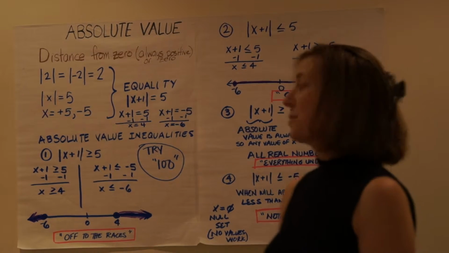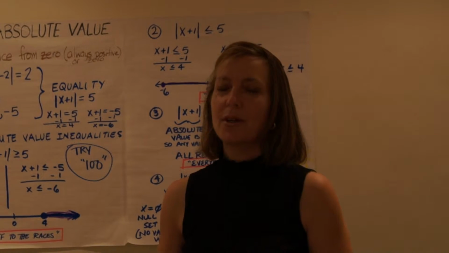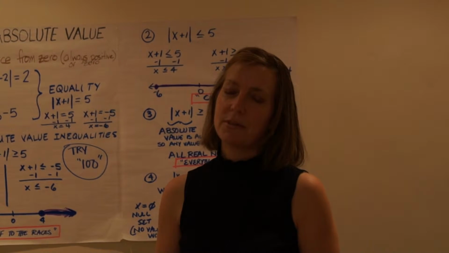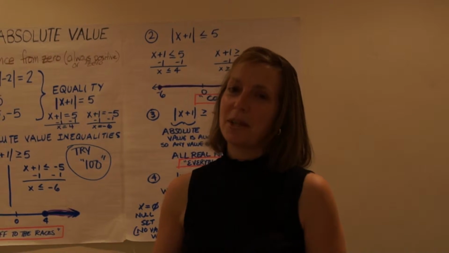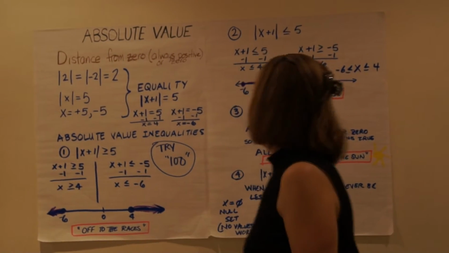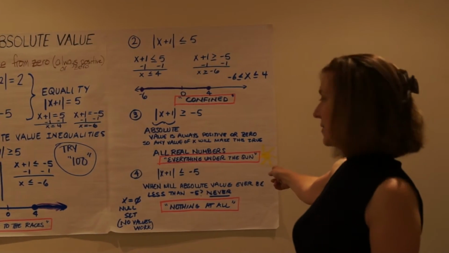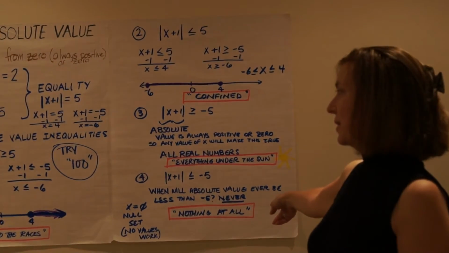Now what gets harder is when you do absolute value inequalities, and there are 4 different scenarios. First, I'm going to walk through the 4 different scenarios, mention them, and then have an example for each. So the first one is off to the races, and the second one is confined. The third one is everything under the sun, and the fourth one is nothing at all.